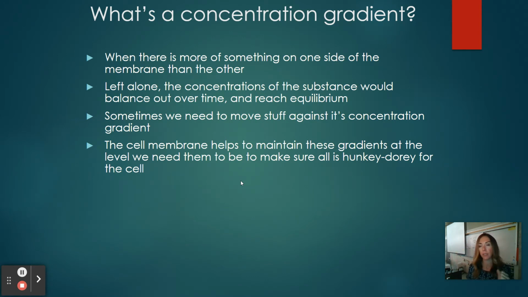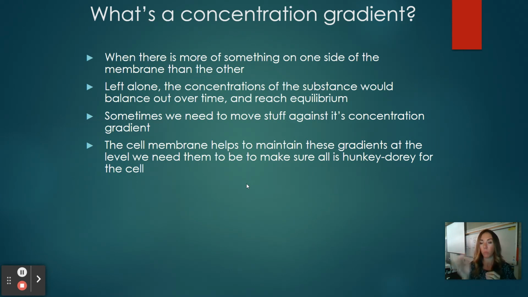So if I go back to that simulation I was showing, if I had a bunch of green on one side and there's only 2 green on this side, like 10 and 2. So if I leave it alone, the concentration will balance out over time. It reaches equilibrium. So if I let those little greens bounce around, over time they would balance out. But sometimes we need to get it against our concentration gradient, right?